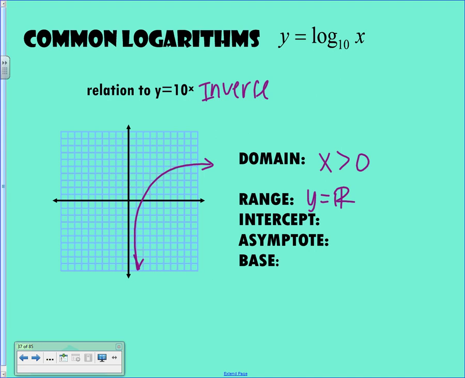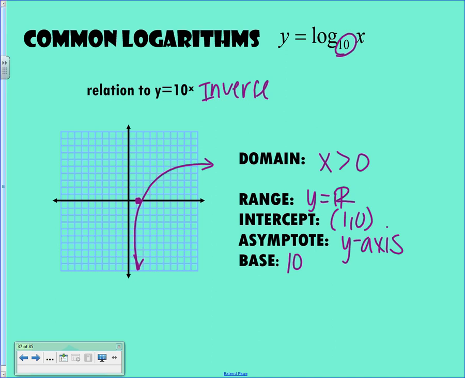The intercept here is going to be (1, 0). I didn't draw that super accurately, and I'm sorry, it should run through (1, 0). And the asymptote, again, is the line that the graph is not going to cross or touch. It used to be the x-axis, but clearly we're crossing the x-axis, and this time our asymptote is the y-axis, so our asymptote is vertical. And the base is this number down here, so it's log base 10.